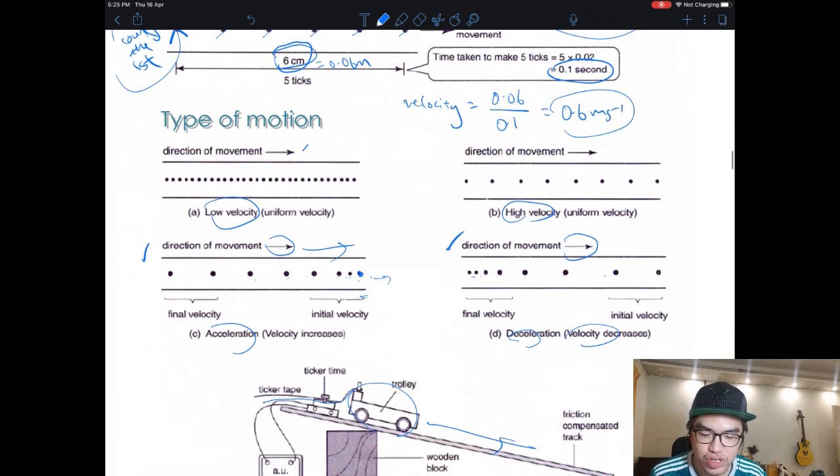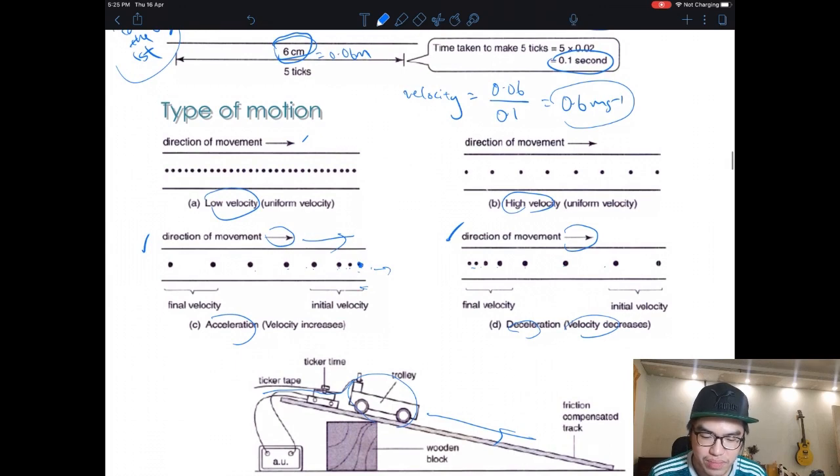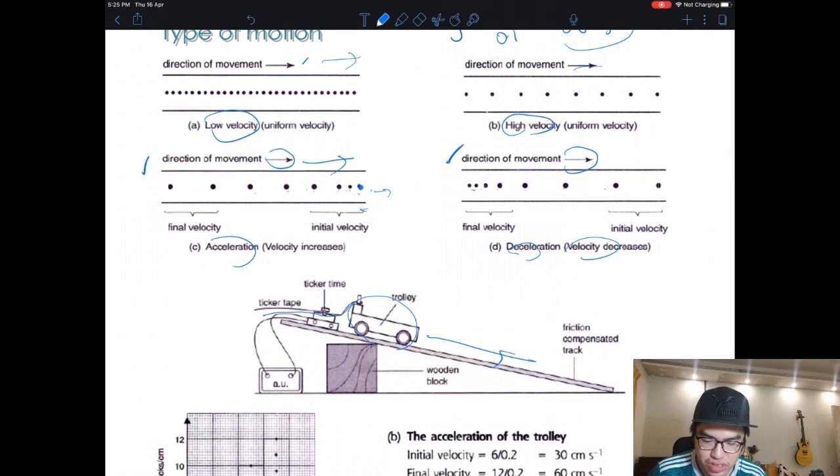And then the type of motion: if I'm moving there, this is constant velocity, low velocity, moving very slow. If it's very far apart, then it's high velocity. And then can you see this is initial and then it's becoming faster? So this is increasing velocity, or we call acceleration, and then this is deceleration.